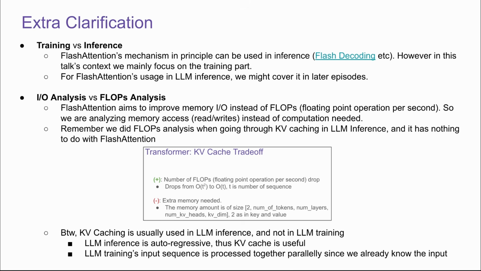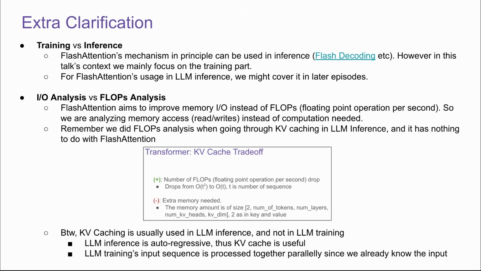The second thing is about I/O analysis versus FLOPs analysis. FlashAttention aims to improve memory I/O instead of FLOPs, which is floating point operations per second. So we are analyzing memory access, reads and writes, instead of computation need. Remember we did FLOPs analysis when we went through KV caching in LLM inference in my transformer video. It looks very similar, but it has nothing to do with FlashAttention.